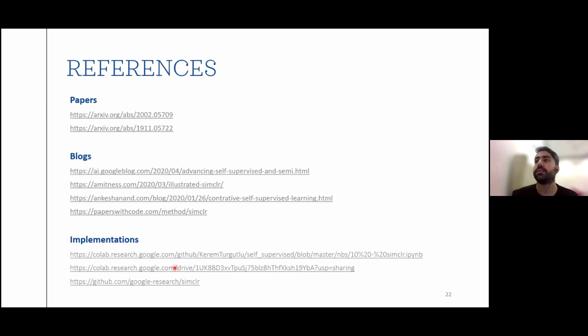So this concludes my small presentation, and these are the references that I used, like the papers, the blogs, and the implementations, if you are interested in checking them. I think this is the fast.ai one, this is for PyTorch Lightning, and this is the official release by Google Research.